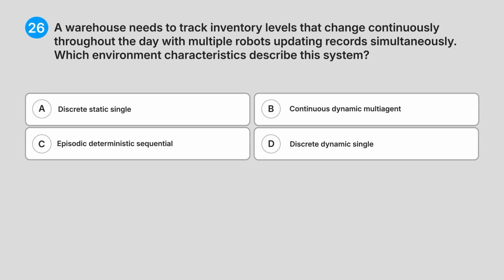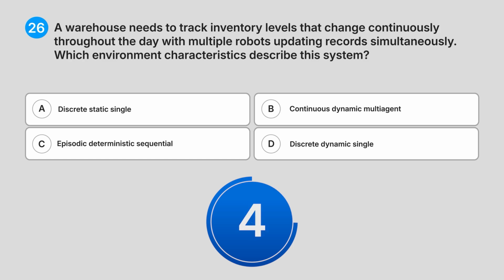26. A warehouse needs to track inventory levels that change continuously throughout the day with multiple robots updating records simultaneously. Which environment characteristics describe this system? A. Discrete static single. B. Continuous dynamic multi-agent. C. Episodic deterministic sequential. D. Discrete dynamic single. Do you know the answer?